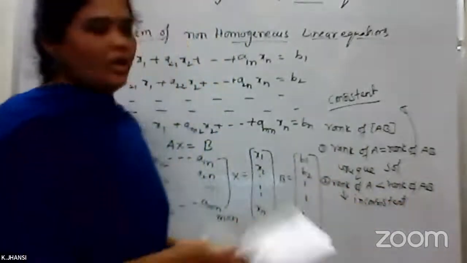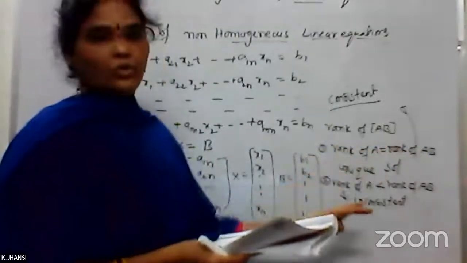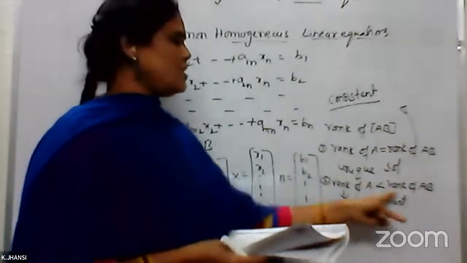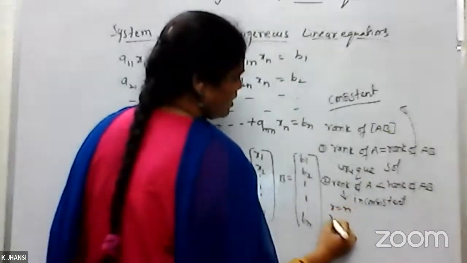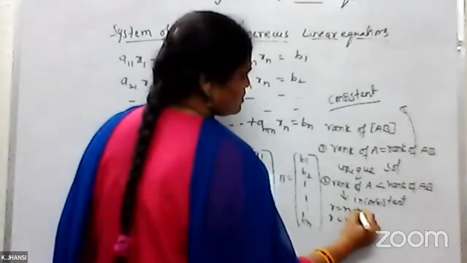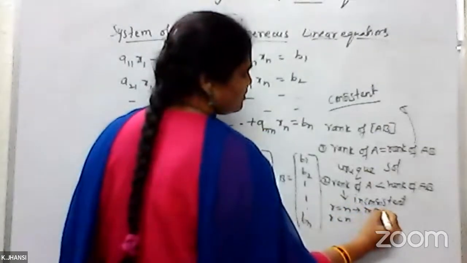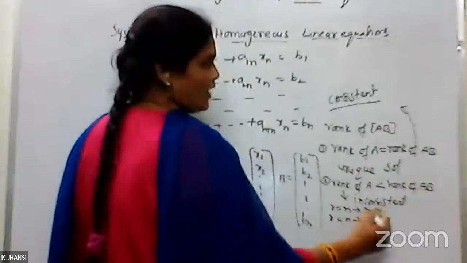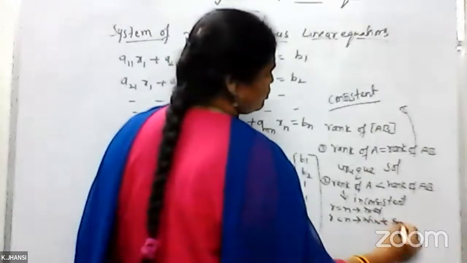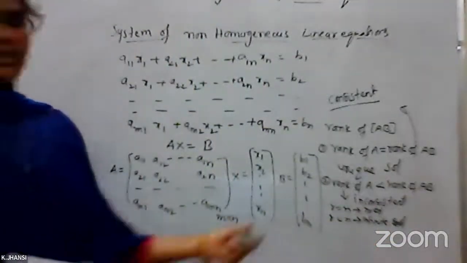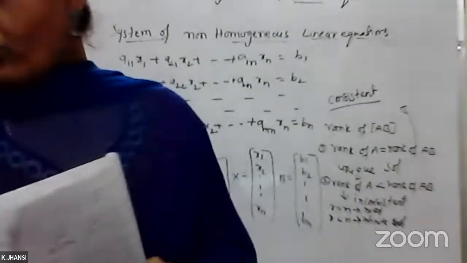Similarly, if rank of A equals rank of AB, we'll get a unique solution, one solution. In this also, the same cases will arise: r equals n, and r less than n. When r equals n, you will get a unique solution, and when r is less than n, you will get infinitely many solutions. These are all the working rules you have in your textbook, so to solve the problem, we have to follow them.